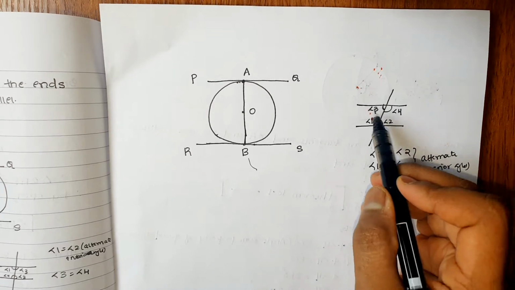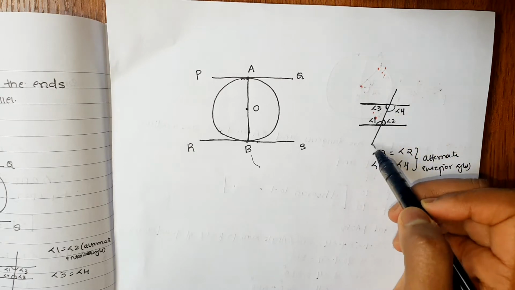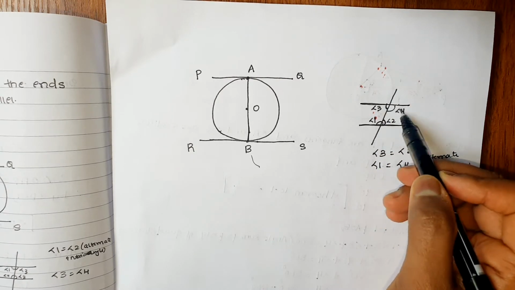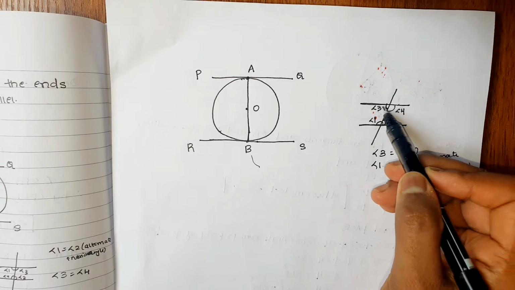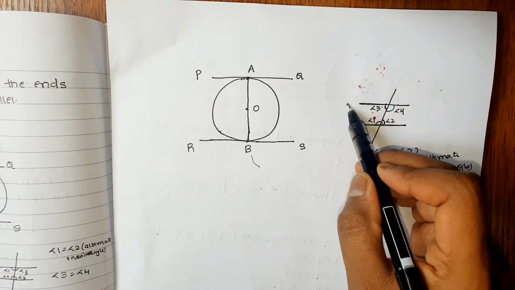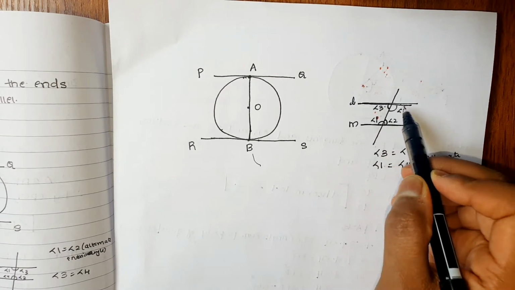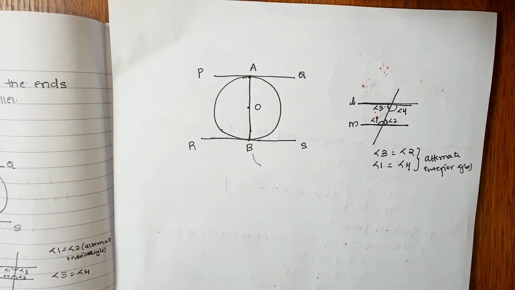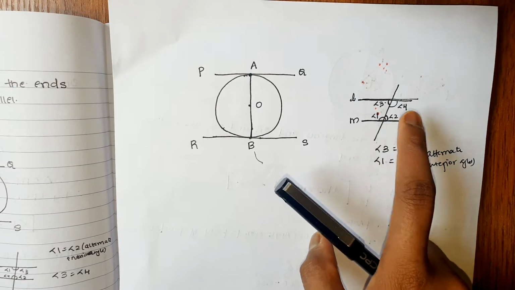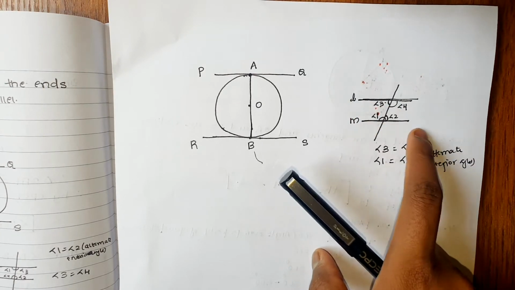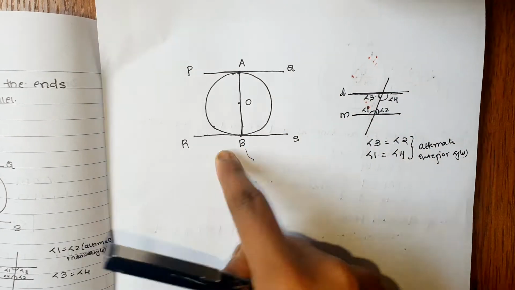If these two lines are parallel and this is a transversal, then only the alternate interior angles are equal. So if we prove these alternate interior angles are equal, then we can say these lines, for example let this be L and let this be M, are parallel. So if you prove angle 3 is equal to angle 2 and angle 4 is equal to angle 1, then we can say line L is parallel to line M. This method we are using in this question.